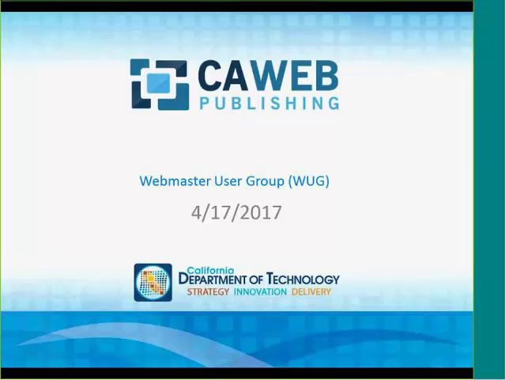Because we started in 2007 with the 2007 template, and now we're at version 5. Version 5 in 10 years. That's a pretty good turnaround. A lot of changes have gone on since then. So today we want to present to you the CA Web publishing service that we have placed out there and give you an update on it and what's been going on with it.